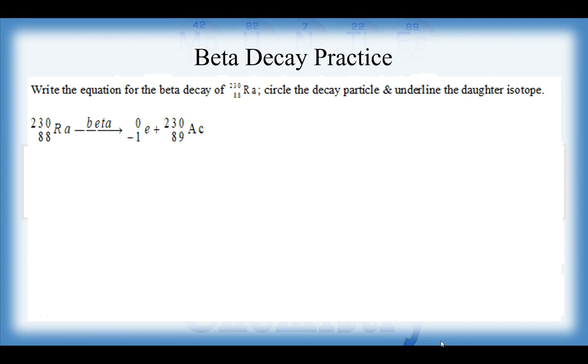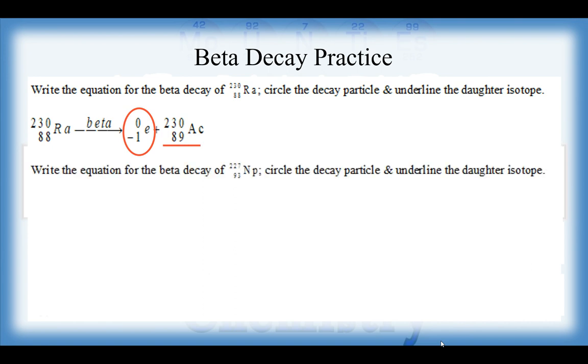And again, that's going to change the identity of the isotope. So our beta particle is the decay particle, and actinium-230 is the daughter isotope. Write the equation for the beta decay of neptunium-227, circling the decay particle and underlining the daughter isotope.